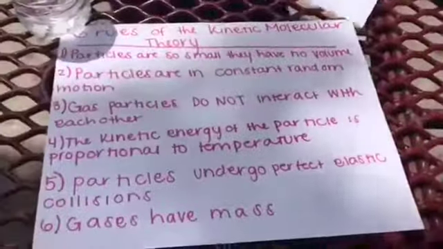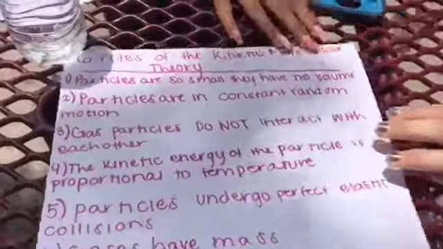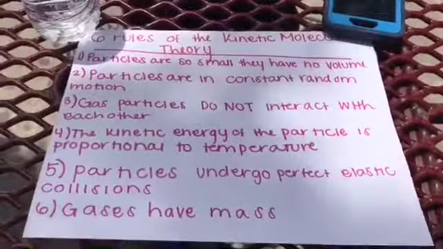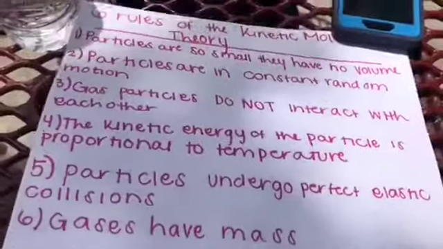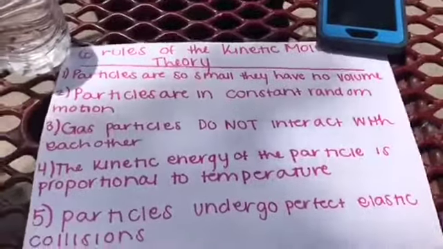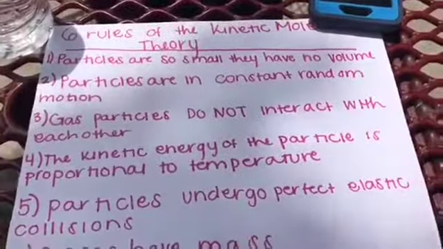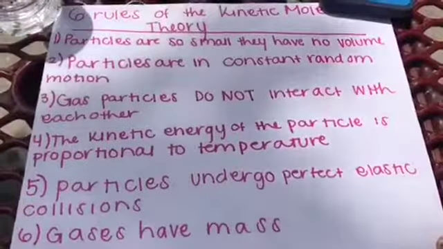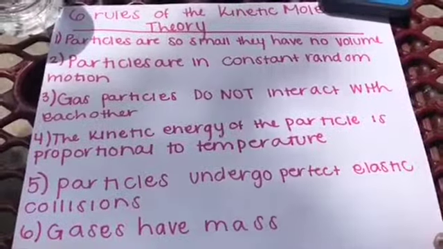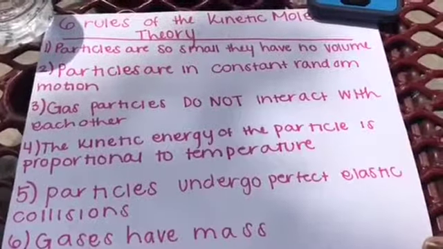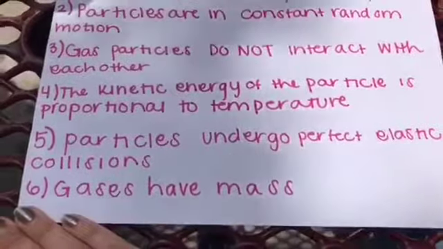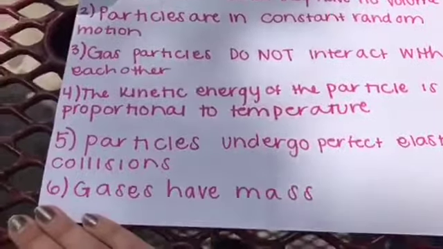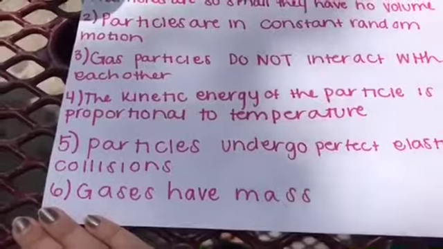Okay, so there's 6 rules of the kinetic molecular theory. Rule number 1 is particles are so small that they have no volume. Rule number 2 is particles are in constant random motion. Number 3 is gas particles do not interact with each other. Rule number 4 is the kinetic energy of the particles is proportional to temperature. Rule number 5 is particles undergo perfect elastic collisions. And number 6 is gases have mass.